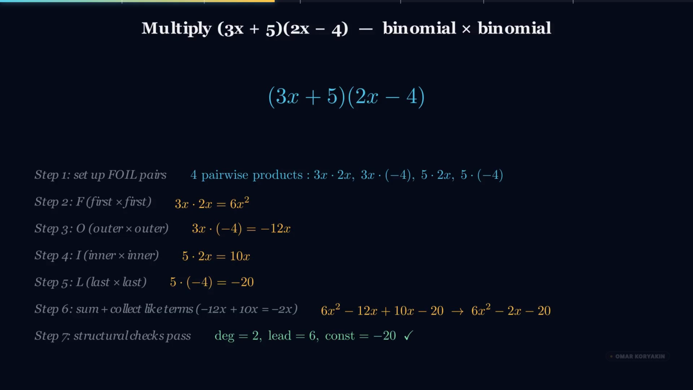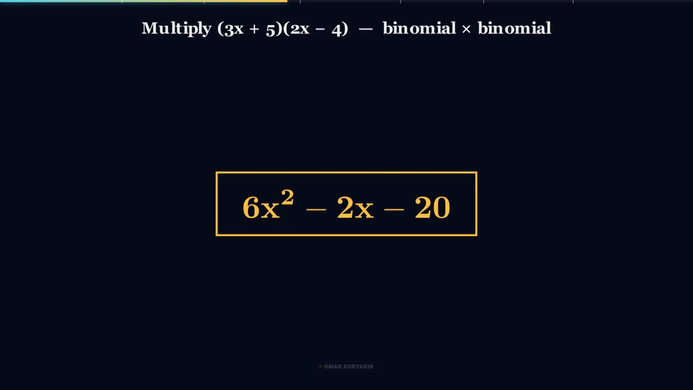Step 7. Verify the structural pieces. Degree of product is 2, equal to 1 plus 1, the degrees of the inputs. Leading coefficient of product is 6, equal to 3 times 2. Constant term of product is negative 20, equal to 5 times negative 4. All three structural checks pass. So the product is 6x squared minus 2x minus 20.